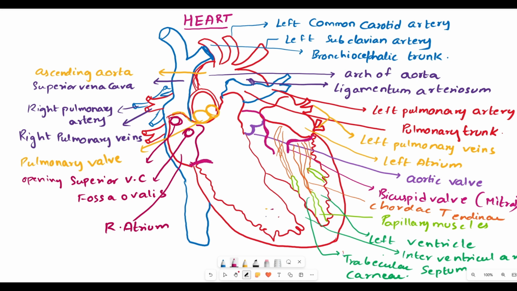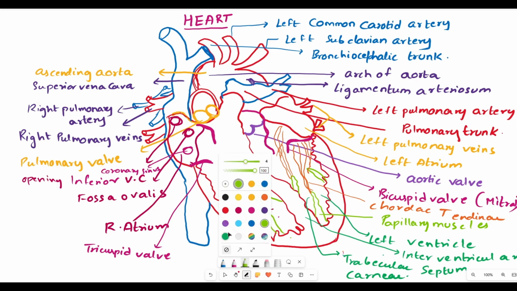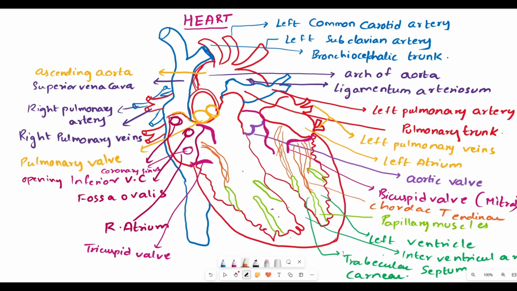There will be one more valve here. Here, this valve is called as the tricuspid valve. There is the presence of tricuspid valve in the right atrium, bicuspid valve in the left atrium. And here only there will be one more opening, which is the opening of coronary sinus. Just like left atrium, this will be also having some muscles which are further having some connections. So this part is called as the right ventricle.